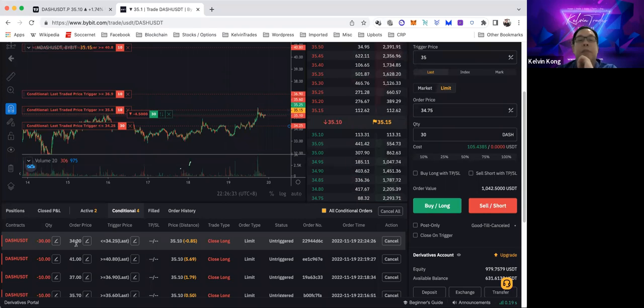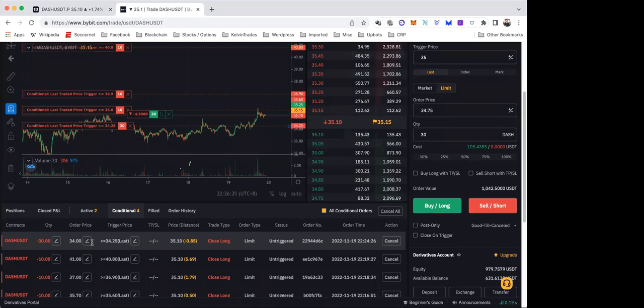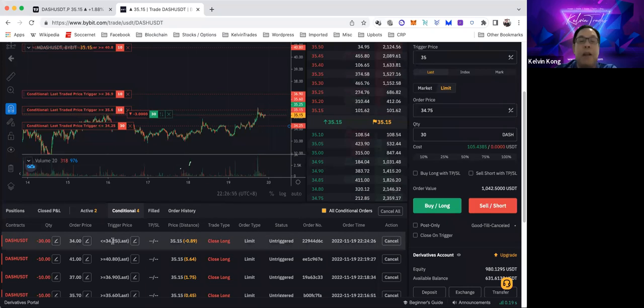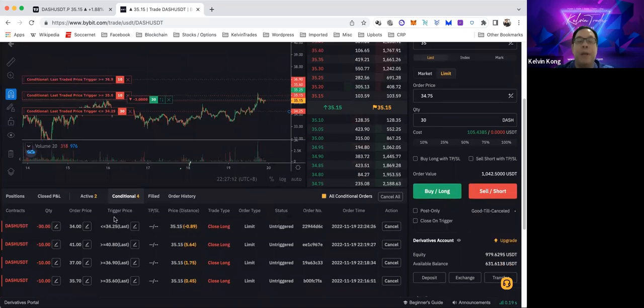You understand? For example, let's say your order price is $35 and then your trigger price is lower. So the price comes down to 35, it will not be sold because it hasn't even triggered yet. Your $35 order is not in the order book yet. So it will not be filled. Then when the price reaches $34.25, your $35 will be put into the order book. By the time it's too late. So the trigger price must always be hit first before your order price when you're using limit orders.